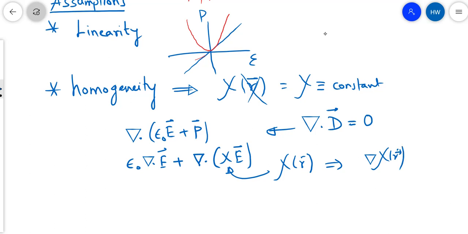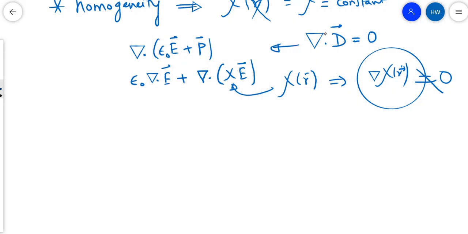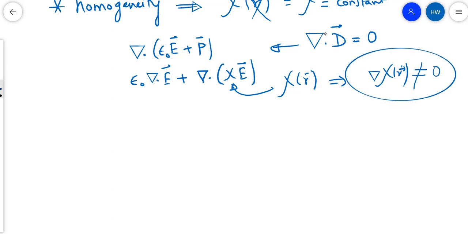Now you see clearly, if chi is a function of R, I have to be careful, because now for this term I will start getting the gradient of chi of R. So that is what you neglect once you note that the medium is homogeneous. So homogeneity is one assumption that we make usually, and if you go beyond that, then you see that this term will be non-zero. That is important.